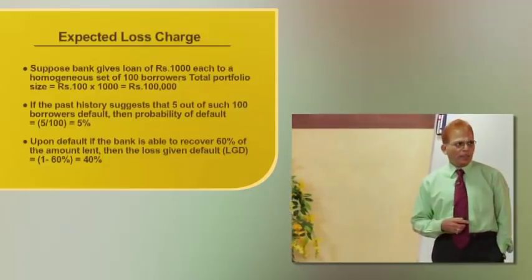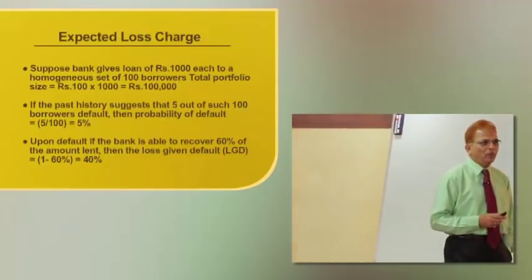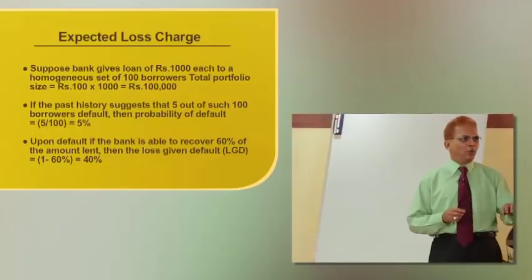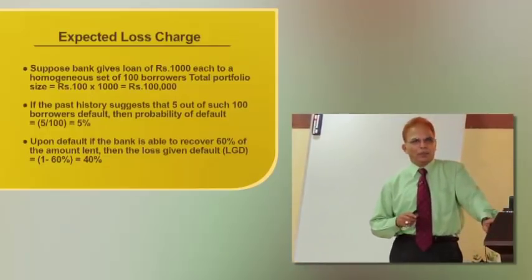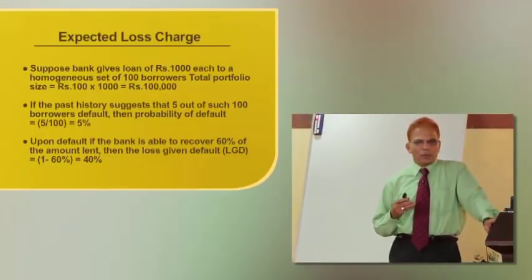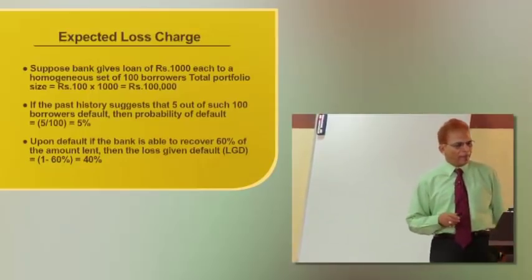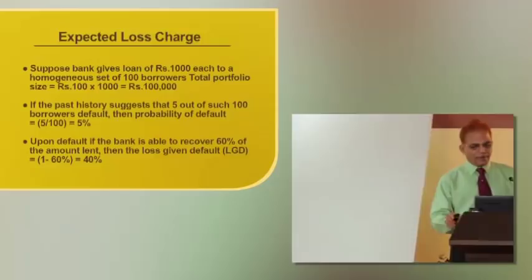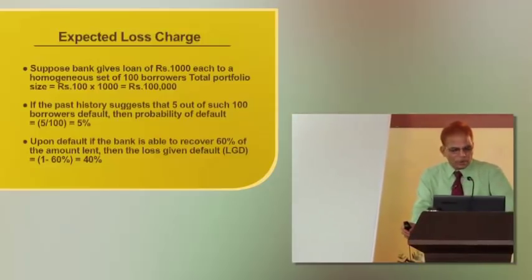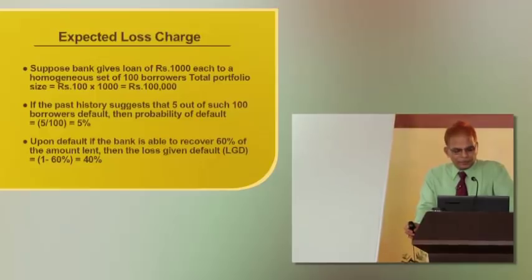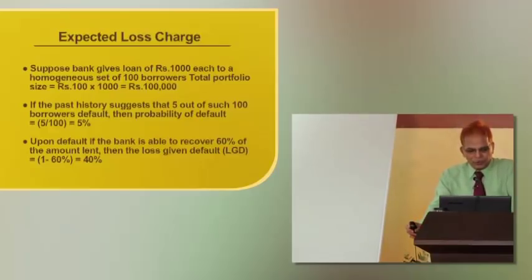So let us see, suppose a bank has given a loan of 1,000 each to a homogeneous set of 100 borrowers. The total portfolio size will be 100 into 1,000, that is 1 lakh. And if the past history suggests that 5 out of such 100 borrowers default, then the probability of default is 5 divided by 100. That's what we discussed earlier. So there is a possibility that 5% of the borrowers are going to default.